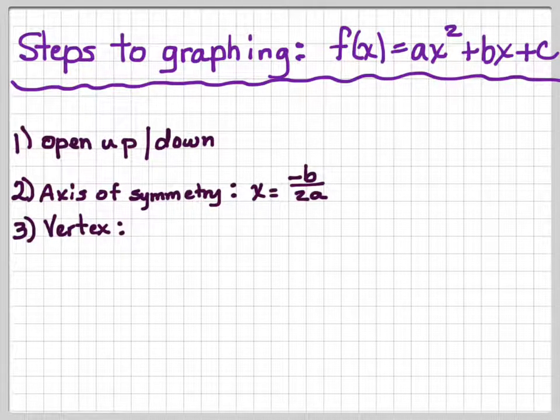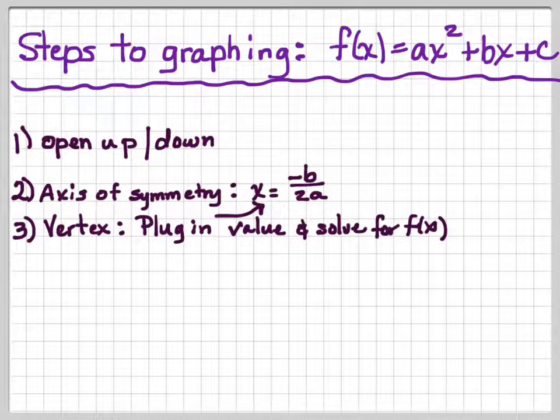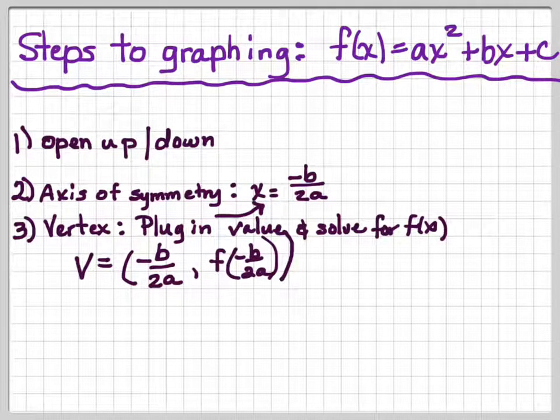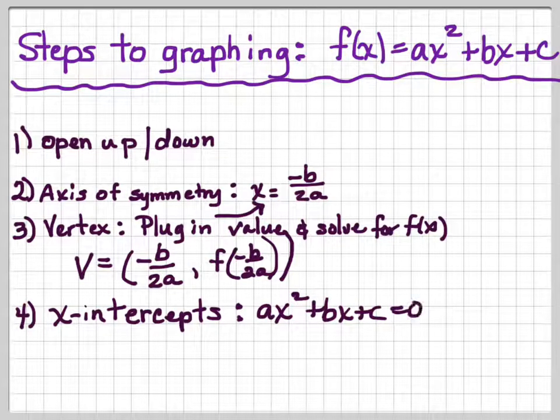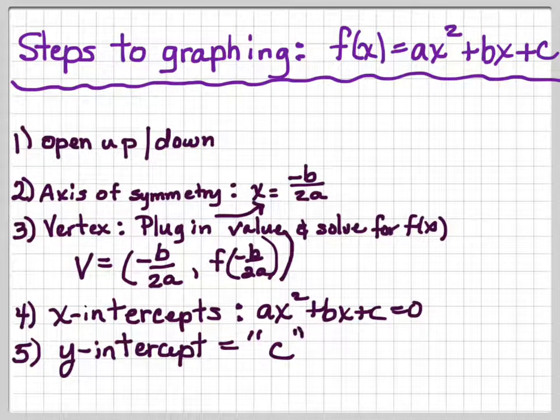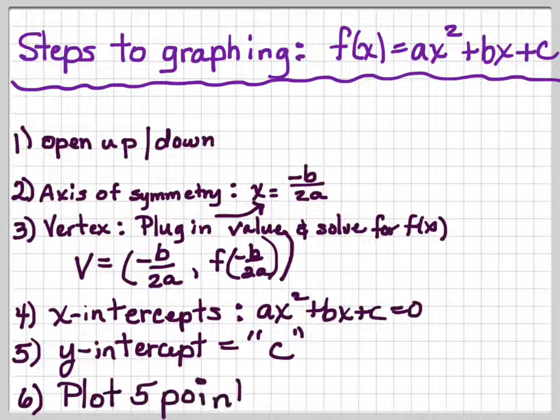So then the vertex, if the x value is negative b over 2a, we need to plug in that value and solve for f of x, or solve for y. So it's going to be f of negative b over 2a. Determine what x is, plug in x to solve for y. Fancy way of saying it. Then the x-intercepts, we're going to take ax squared plus bx plus c equals 0, and we're going to find the two roots of that. And finally, the y-intercept, this is easy when it comes to this form. The value of c, the value of that last letter, that is the y-intercept. Then you want to plot those 5 points, the vertex, the two x-intercepts, the y-intercept, and then the reflection of the y-intercept.